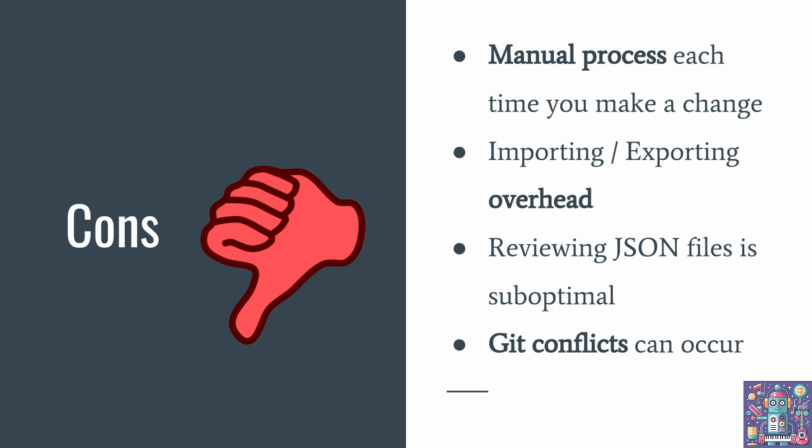Previously I mentioned that code reviews are possible, but reviewing changes in JSON files is not always the most optimal solution, and it's not always that easy to read. And because it is Git, conflicts can occur, and because it's a JSON file exported from Postman, merges and conflicts can be a bit hard to solve.